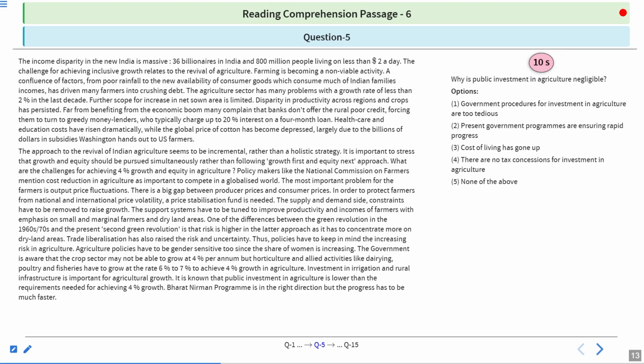The next question is, why is public investment in agriculture negligible? Options are: government procedures for investing in agriculture are too tedious. Present government programs are ensuring rapid progress. Cost of living has gone up. There are no tax concessions for investment in agriculture. None of the above. You have 10 seconds to choose accordingly.